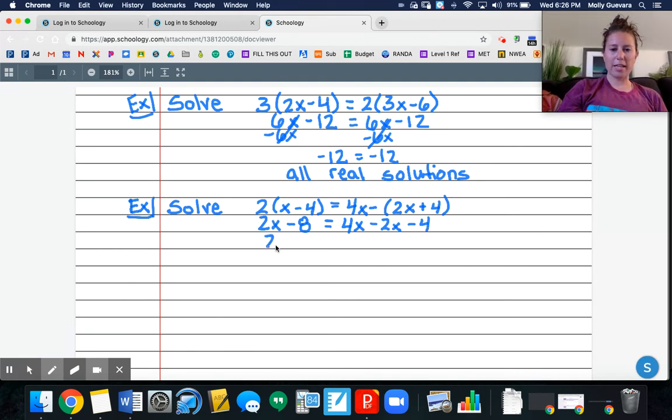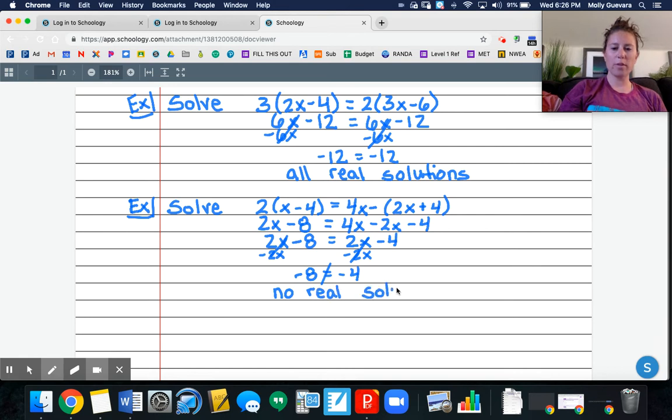And I can combine like terms on the right-hand side, so we're going to go ahead and do that. 4x minus 2x is 2x. If I subtract my 2x from both sides, my 2x's cancel, and I get negative 8 equals negative 4. And that's not a true statement, right? Negative 8 does not equal negative 4, so here my answer is no real solution.